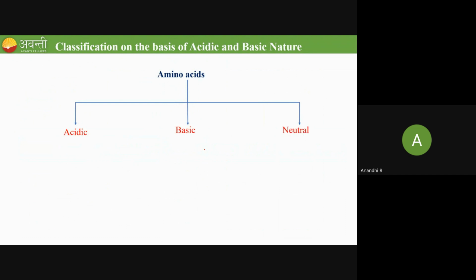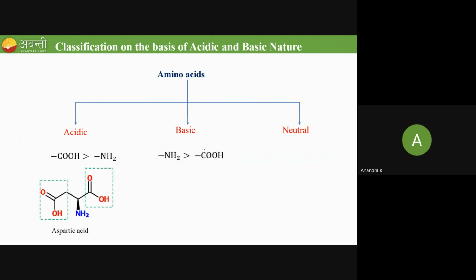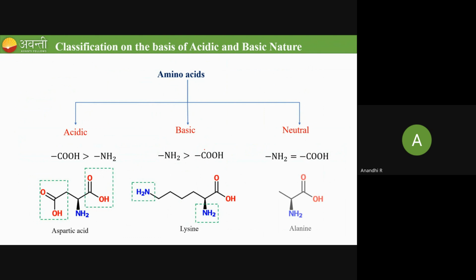So what are acidic amino acids? If the number of COOH groups is more than NH2 groups, it is called an acidic amino acid, which is very easy. And if the basic group, that is NH2, is greater in number than COOH, then it is called a basic amino acid. Example is lysine. And if a compound contains an equal number of NH2 and COOH, then it is called a neutral amino acid, and the example is alanine.